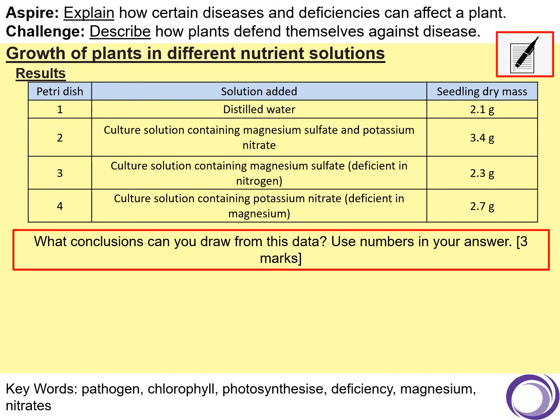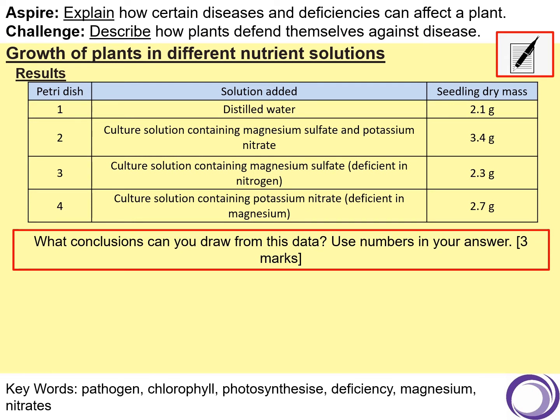So petri dish 1, it was distilled water that was added, and the seedling dry mass was 2.1 grams. Petri dish 2 was a culture solution containing magnesium sulfate and potassium nitrate, and the seedling dry mass was 3.4 grams. Petri dish 3 was a culture solution containing magnesium sulfate, so this would be deficient then in nitrogen, and again the seedling dry mass is 2.3 grams. And then petri dish 4 is a culture solution containing potassium nitrate, so this will be then deficient in magnesium, and the seedling dry mass is 2.7 grams.